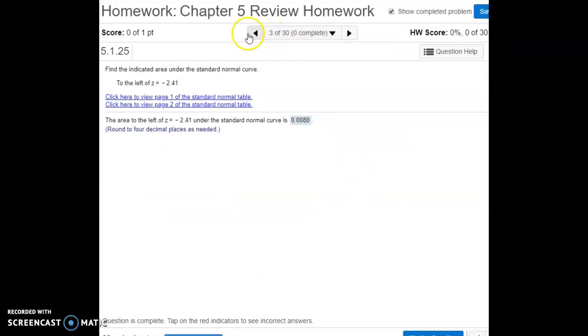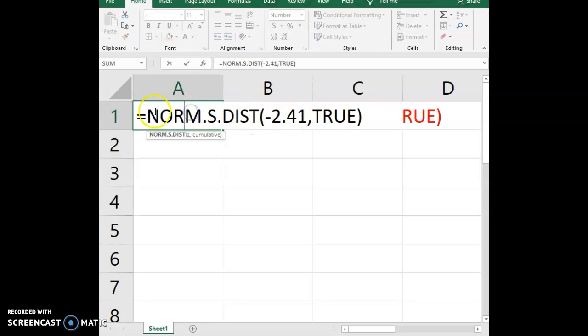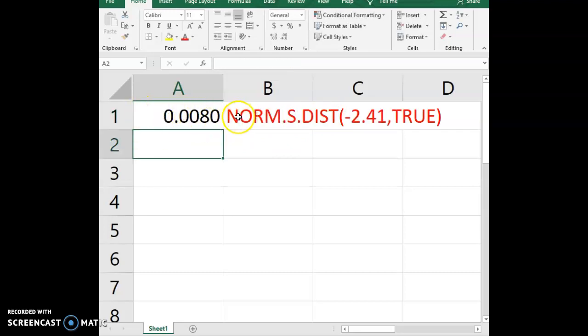For number 3, we're finding the area to the left of a certain z-value. And for left-hand areas, we use the formula equals NORM.S.DIST and just type in the z-value, comma true. And Excel gives us back the left-hand area.